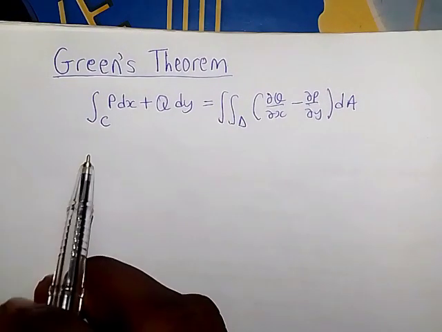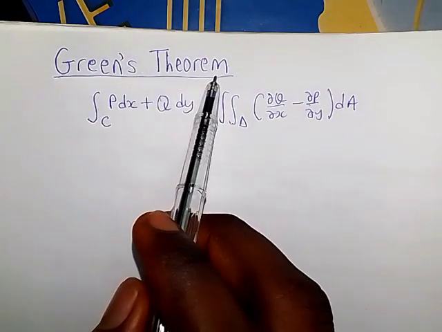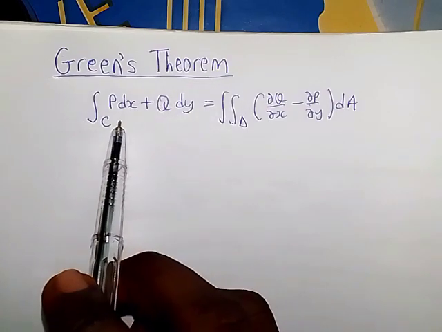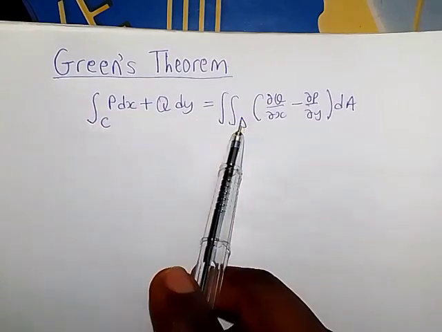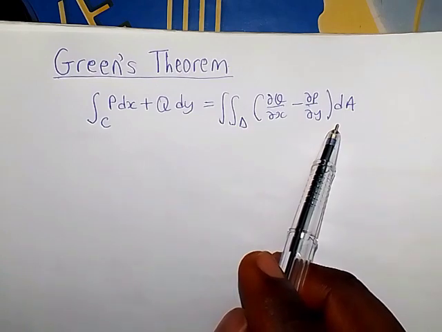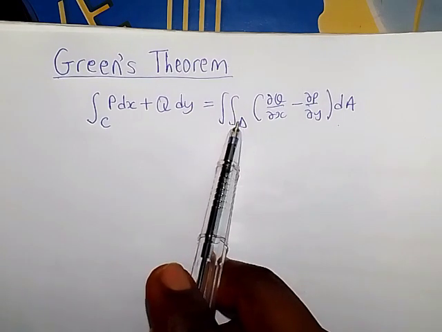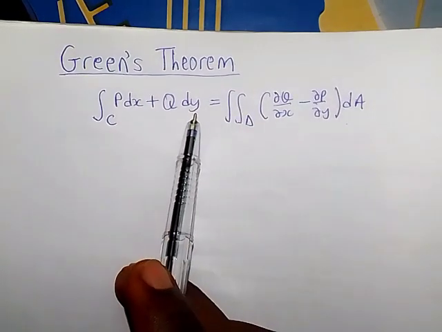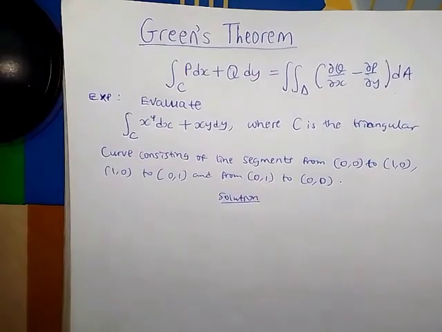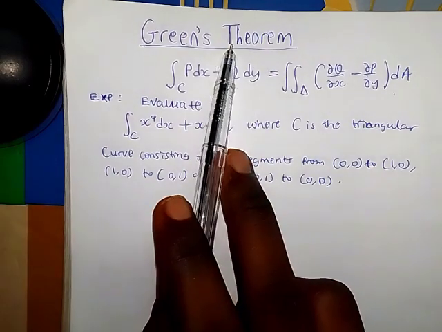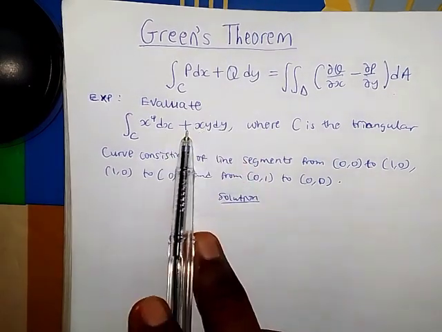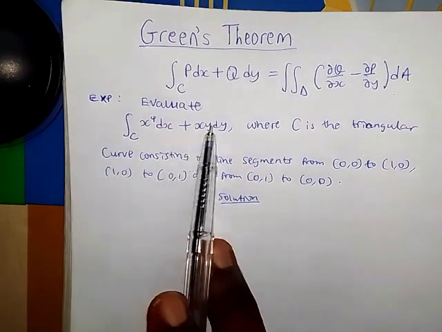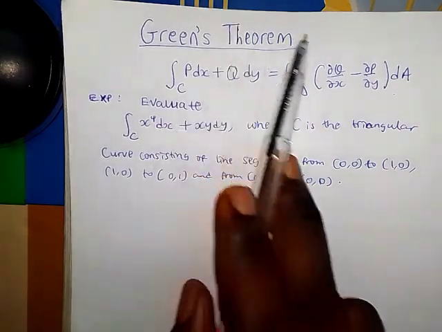Green's theorem gives the relationship between a line integral and a double integral. So let's take a look at an example under Green's theorem, so you can get the whole picture. How do we evaluate this kind of line integral using Green's theorem?